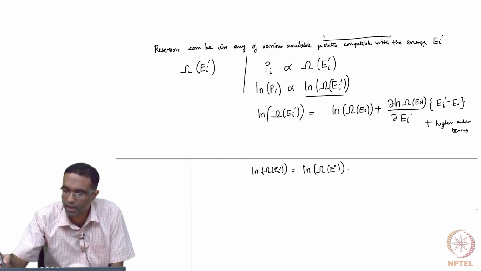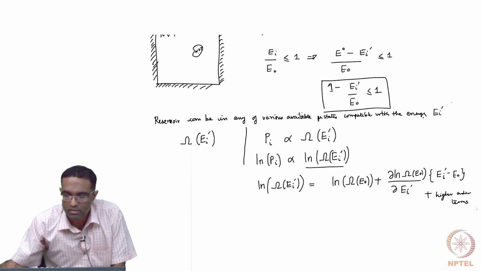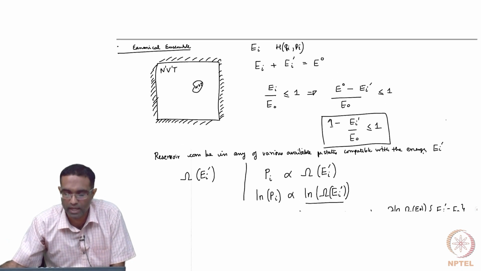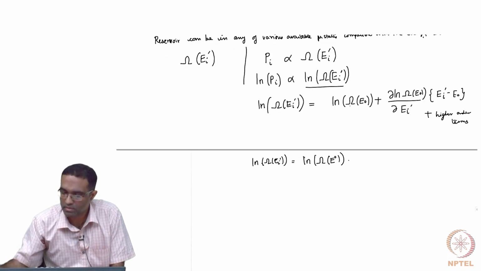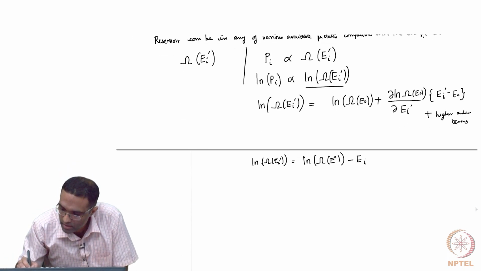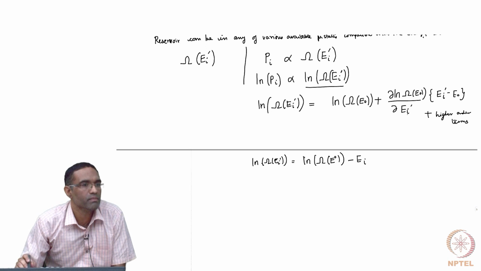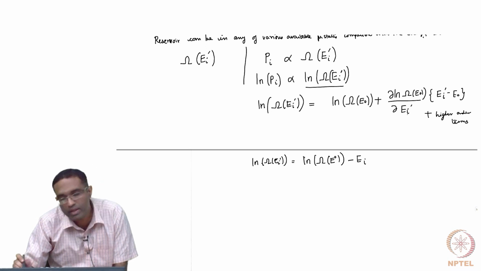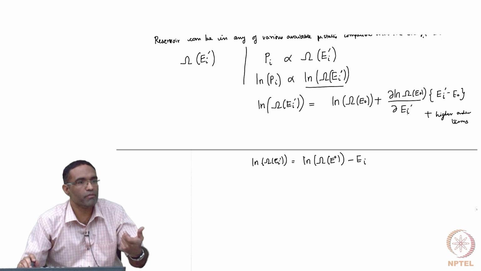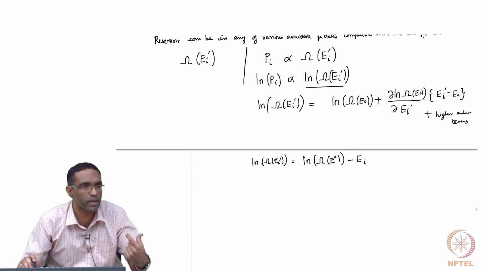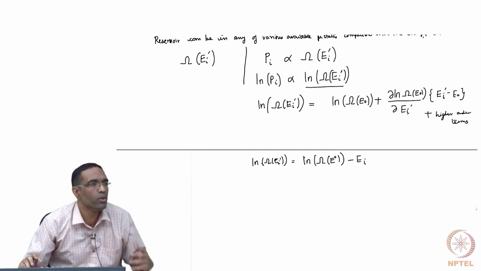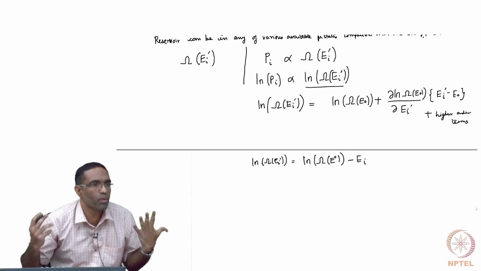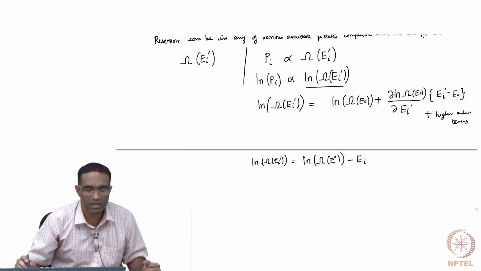Now what is this? Ei prime minus E naught is what? Ei prime minus E naught will be minus of Ei, and what do you think this quantity is? Dou ln omega E naught by dou Ei prime? It's a thermodynamic quantity. The ln of the number of microstates with respect to the energy. We have seen that before. Dou ln omega by dou E is beta, that is the 1 by kT quantity, isn't it?